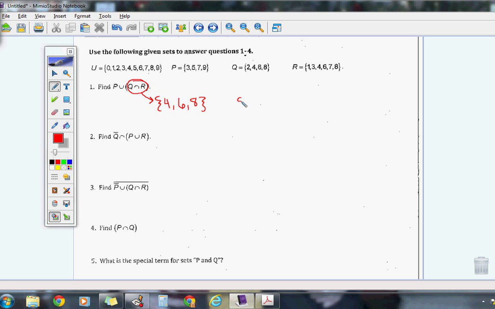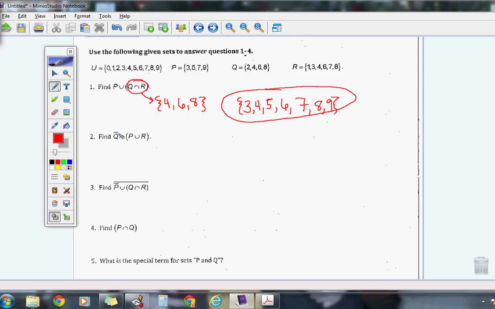So my final answer to this is, well, look at P and look at this new set. Anything you see makes it to the final set. So the first number, chronologically, we see is 3, but then we have 4. We also have 5, 6, 7, we have 8, and we have 9. So this is our final answer when we consider set P or the intersection set, which was 4, 6, 8.